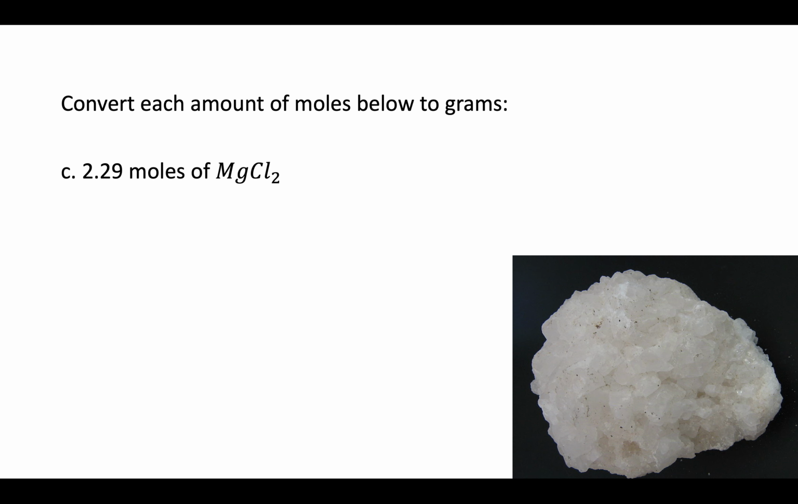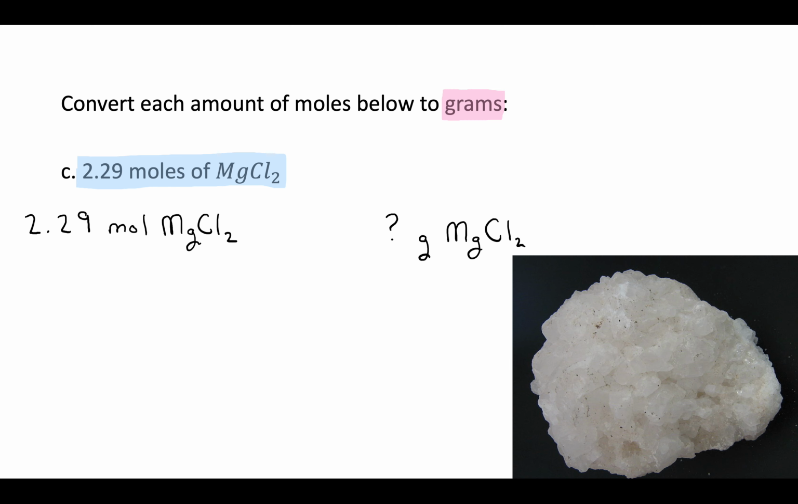All right, now it asks us to convert each amount of moles to grams. So what units are they asking for? Grams. They want grams of magnesium chloride, MgCl2. And what do they give us? They give us 2.29 moles of MgCl2. So those are our units. We have to do the conversion. In order to do that conversion, we need to know how those two units relate. How do moles of MgCl2, magnesium chloride, relate to grams of MgCl2, magnesium chloride?